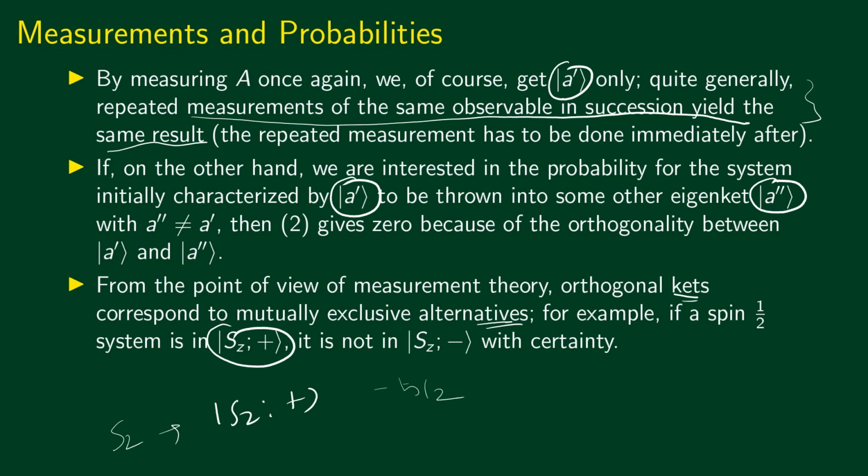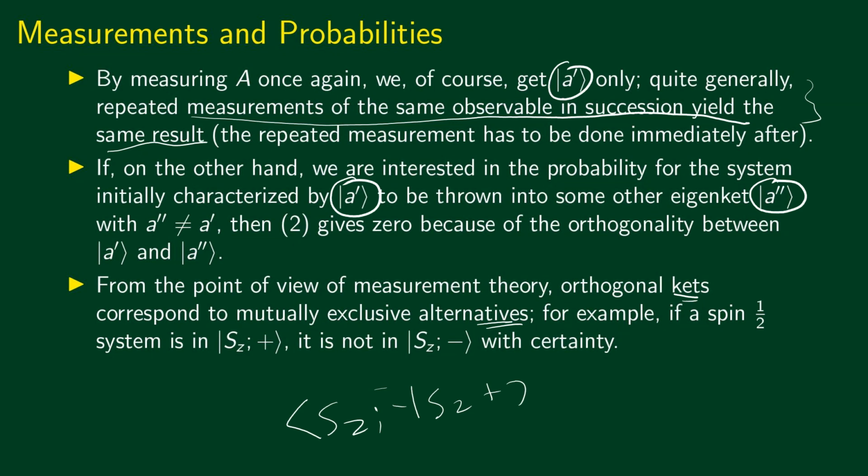So when you say that you are sure not to get minus h bar by 2 on a measurement of Sz on this state, this can also be said as, the probability for measuring minus h bar by 2 is 0, so you can say that these are orthogonal states or orthogonal kets. This means that the component of Sz plus in the direction Sz minus is actually 0.